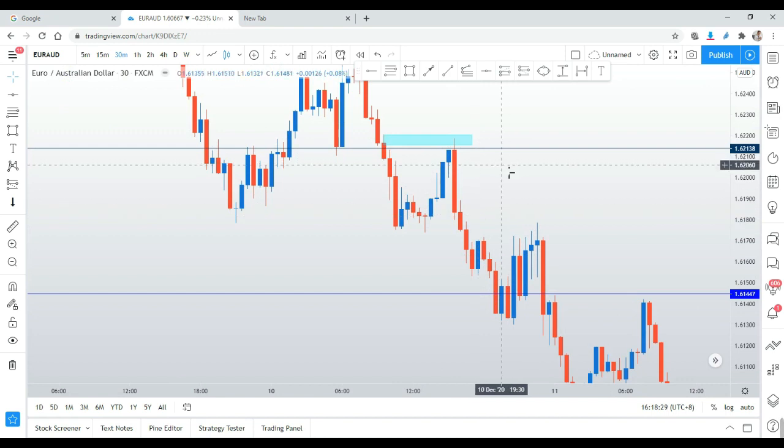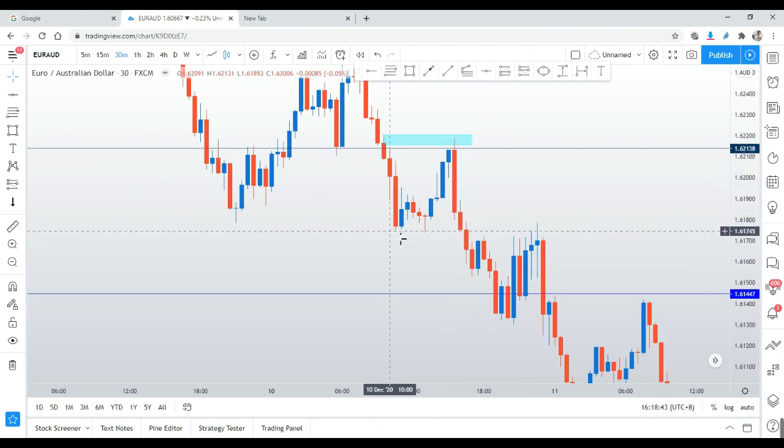Then again, what happened? We have this low over here, and then there is a break. So is this a clean break? Yes, this is a clean break. When it breaks this area, this is a clean break.